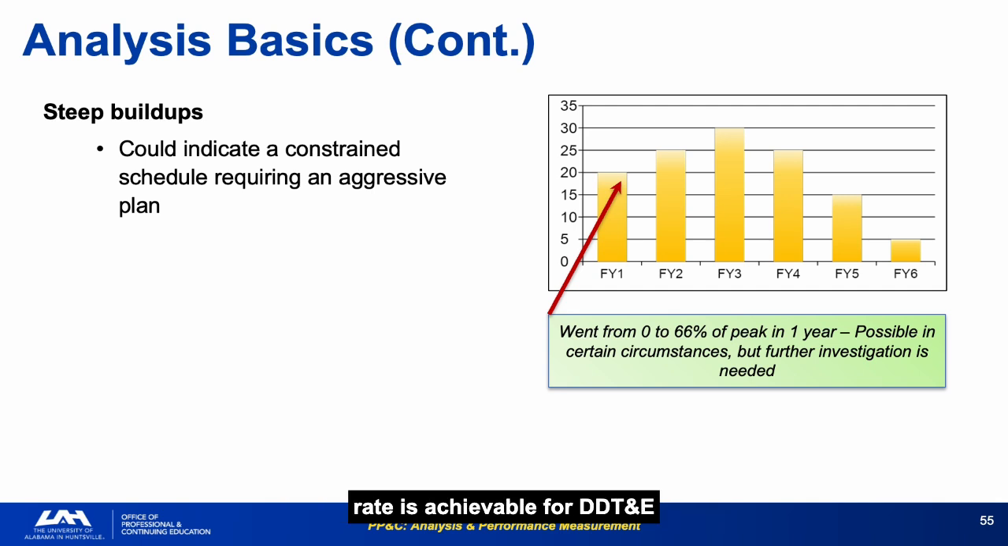For DDT&E, historically about 15 to 20% of funds are spent by PDR. If the buildup deviates significantly from that, investigation is warranted. A steep buildup that cannot be explained by a specific program event, a contract start, a phase transition, or a major procurement is likely a success-oriented plan that will not be achieved.